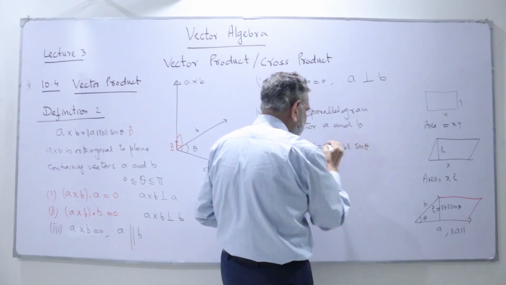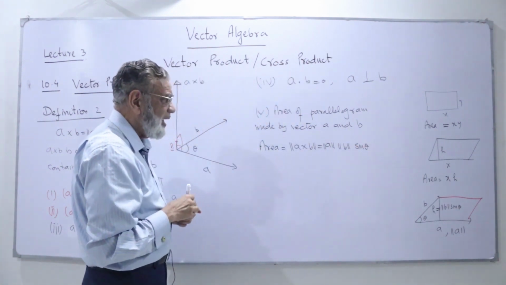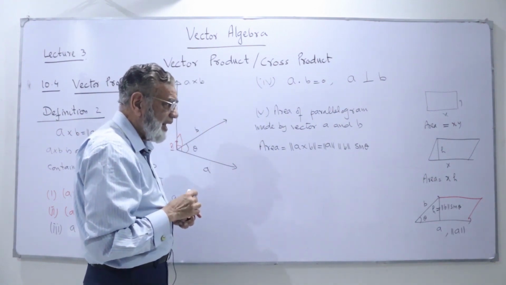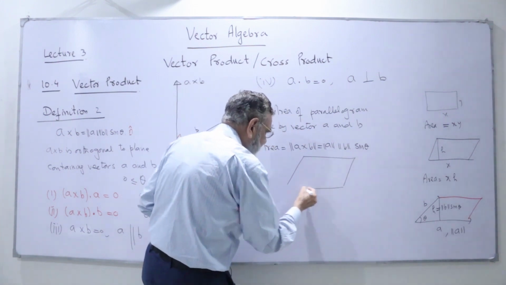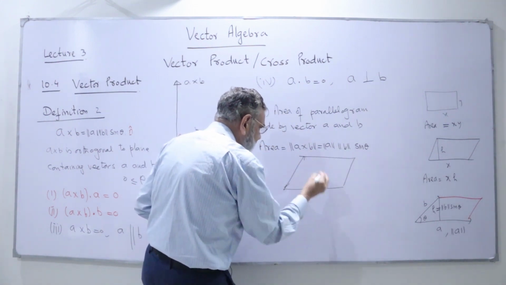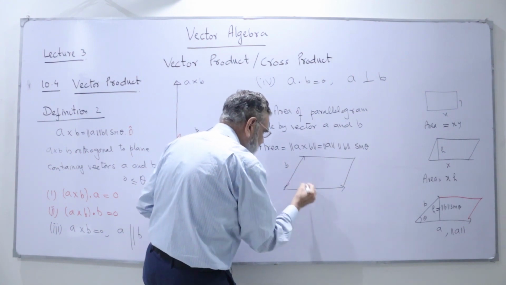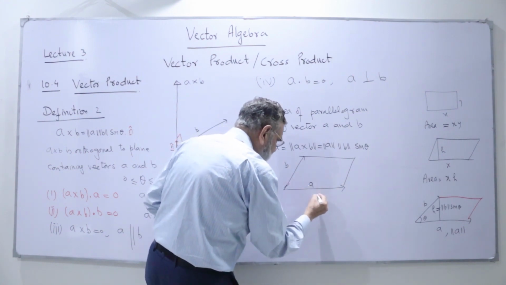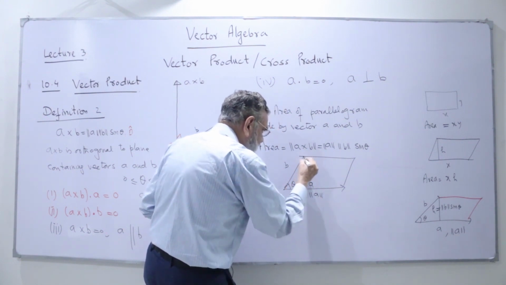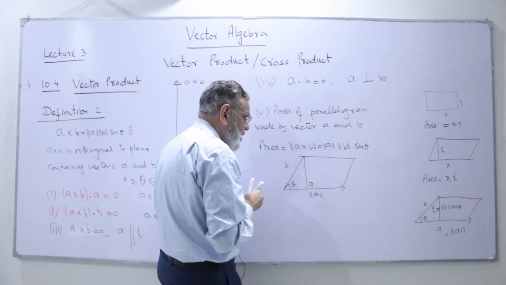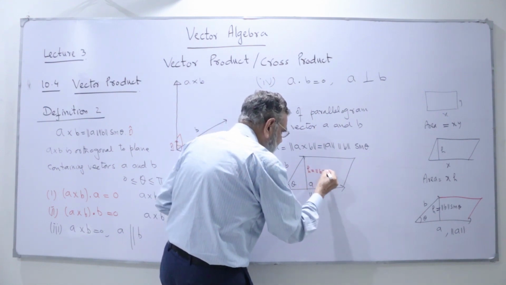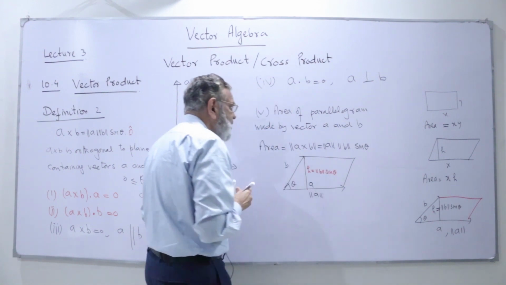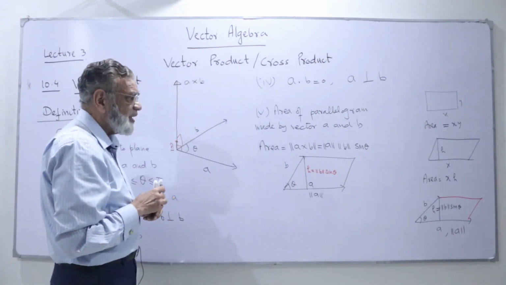So this is my height and A is my length. If I draw it here again, this is my parallelogram, this is my vector B, this is my vector A. The length of this vector is the magnitude of A, and this angle is theta between them, and the height of this one I denote by h, and h is equal to B sine theta. So that gives me the area of the parallelogram made by vectors A and B.